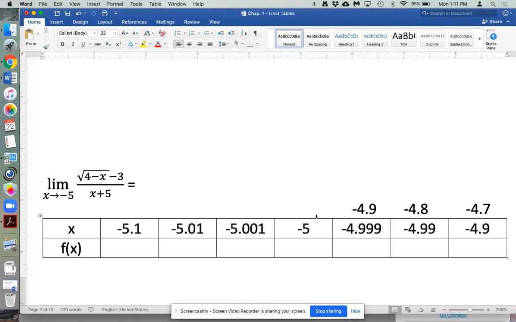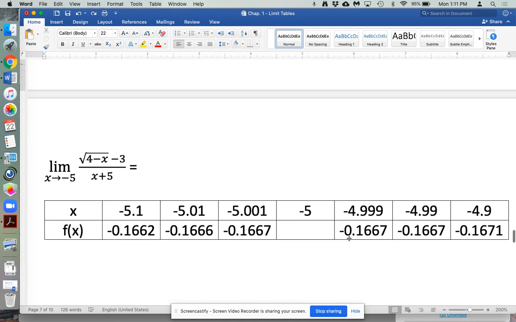4.9 is not close enough to 5. You need to get closer and closer. This needs to get an even smaller distance between -4.999 and -5. If you cannot see what you're looking for, if you cannot find a limit, then I recommend you pick out even more numbers and just make a bigger table.